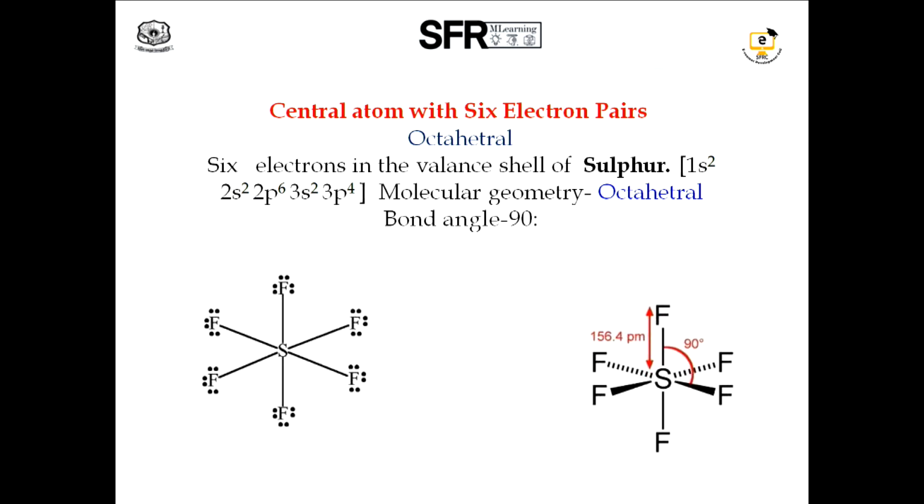So we consider the example of a central atom with 6 electron pairs. So the geometry is octahedral according to VSEPR theory. The central atom is sulfur. The electronic configuration of sulfur is 1s2, 2s2, 2p6, 3s2, 3p4. So the electrons present in the valence shell are 6 electrons, 3s2, 3p4. So we get the molecular geometry of octahedral with the bond angle of 90 degrees.